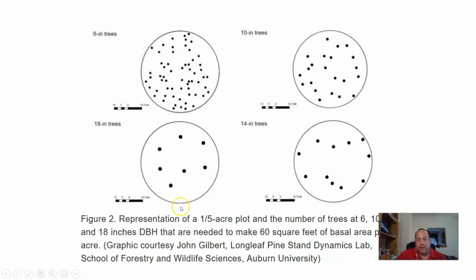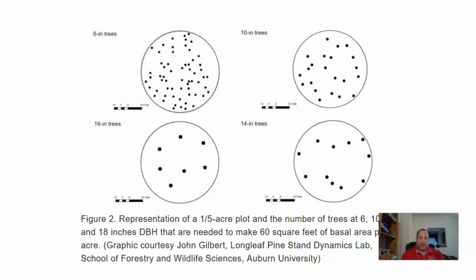And what's interesting is if you read down here, you've got 6-inch trees, 10-inch trees, 18-inch trees, and 14-inch trees. All of these plots here, they all represent 60 square feet of basal area. So in 6-inch trees, that's how many trees would make up 60 square feet of basal area. 10-inch trees, 60 square feet of basal area. 14-inch trees, 60 square feet of basal area. 18-inch trees, 60 square feet of basal area.